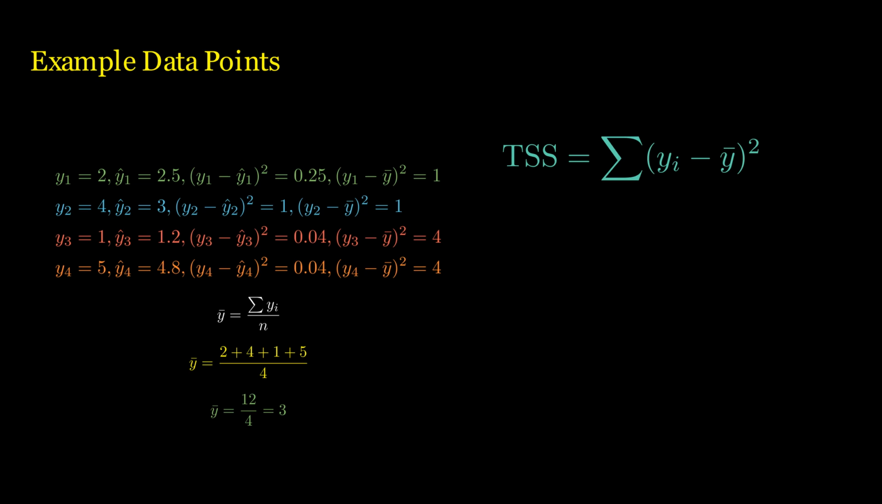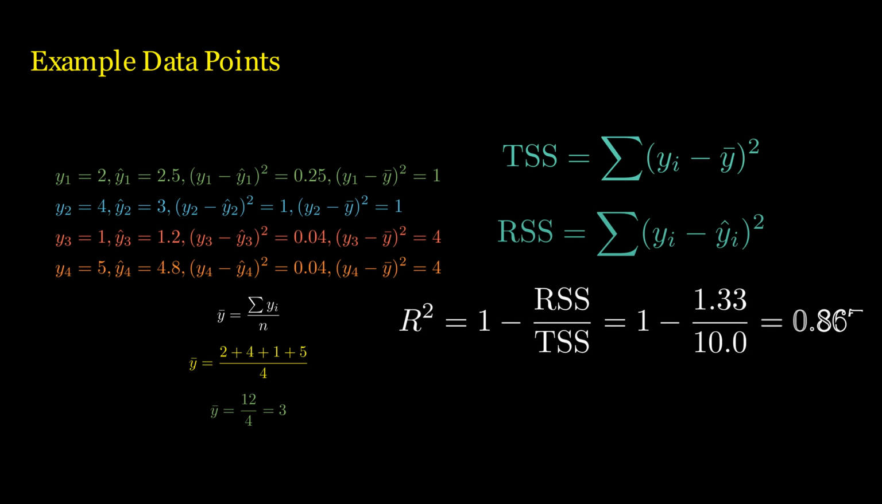First, we calculate the total sum of squares, TSS, and the residual sum of squares, RSS. Using the values from our example, we can compute R squared. A higher R squared value indicates that the model explains a larger portion of the variance in the data.